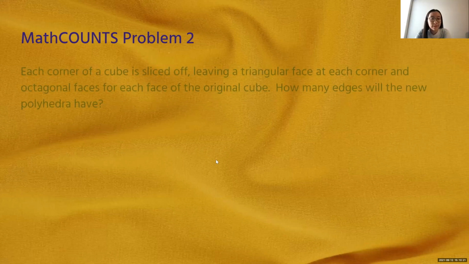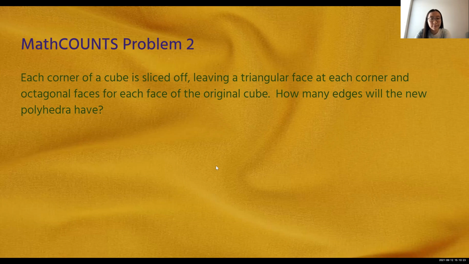Okay, problem 2. Each corner of a cube is sliced off, leaving a triangular face at each corner, and octagonal faces for each face of the original cube. How many edges will the new polyhedra have? So like the previous problem, this one just requires some logic. So feel free to attempt it on your own for a while. And if you have any ideas for a simple strategy we can use, feel free to unmute and say it.